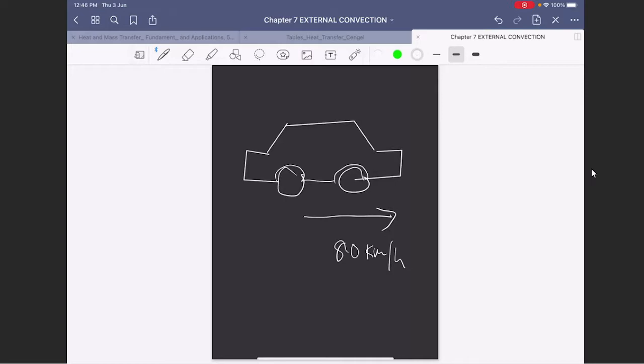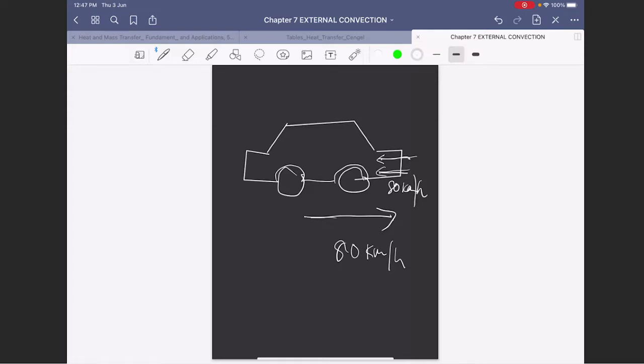Okay, so we assume the direction of the car is in this direction, and then the wind blows the other direction. Opposite direction, kan? Agree or not? Meaning that the airflow flows over the outside of your car in this direction. And 80 kilometer applied also to this because we assume the car speed and the airflow velocity are the same.